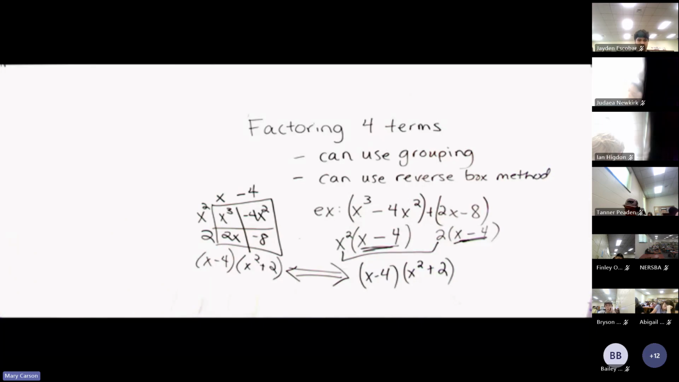And then the other one is grouping. So now, seeing both of those, for those of you that it's been a minute, which one do you guys like better? I'm just curious. I personally like the reverse box better, but some people like grouping, which is fine. Looks like more like grouping than the reverse box. Okay, awesome. All right, so that's how you do 4 terms.